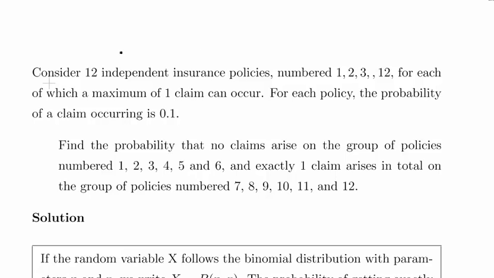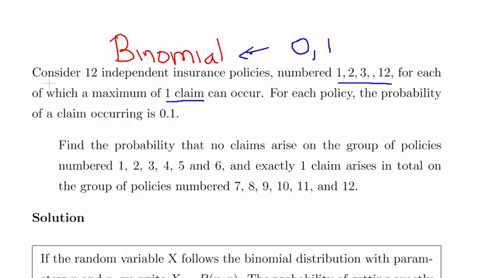Okay, in this presentation we're going to look at the binomial distribution question. There's also an element of independent events in this, so we'll see how it goes. Consider 12 independent insurance policies numbered 1, 2, 3 all the way up to 12 for which a maximum of one claim can occur. Now just think about that for a second. That means we could either have 0 claims or 1 claim. So it's essentially a binomial trial here, okay?